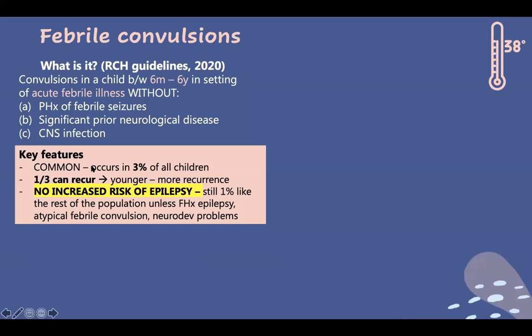So essentially, it's a very common condition. This is everything you're going to tell the parents and the management as well. It occurs in 3% of children. 33% tend to recur. So something about threes is happening here, I'm not sure.